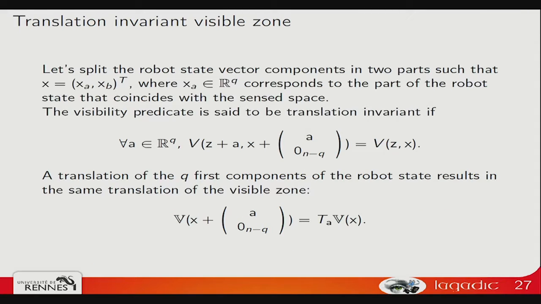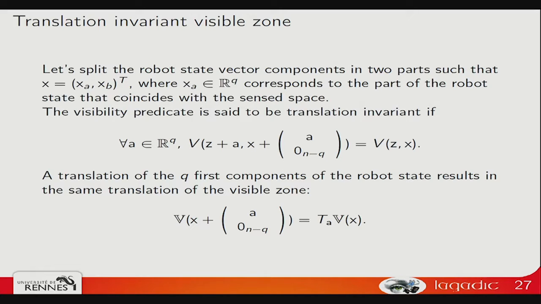So we can decide to split the state vector of the robot in two parts. One part, XA, that basically corresponds to the sense space, and XB, which corresponds to other parts of the state that are independent of the sense space. And we will say that the visibility predicate is translation invariant, so they are not both in Rn. This part is in R cube, and this part is in Rn.